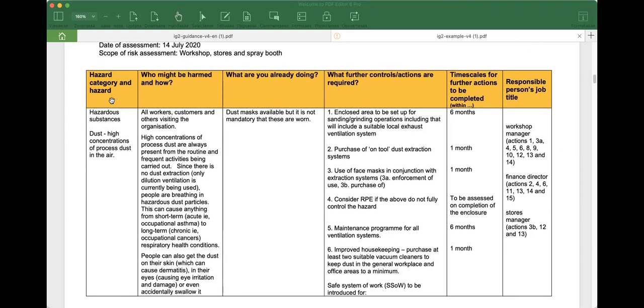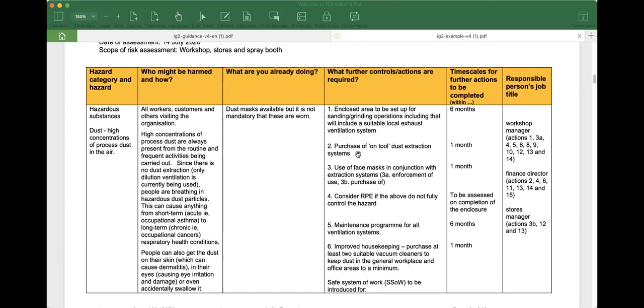Okay, now this is the risk assessment format. As you can see, like in IG1, you have already covered that there are 5 steps to risk assessment. So the 5 steps are: what are the hazards, who might be harmed and how, what are you already doing, what further controls are needed, and who is responsible and reviewing. So these are the 5 steps to risk assessment.